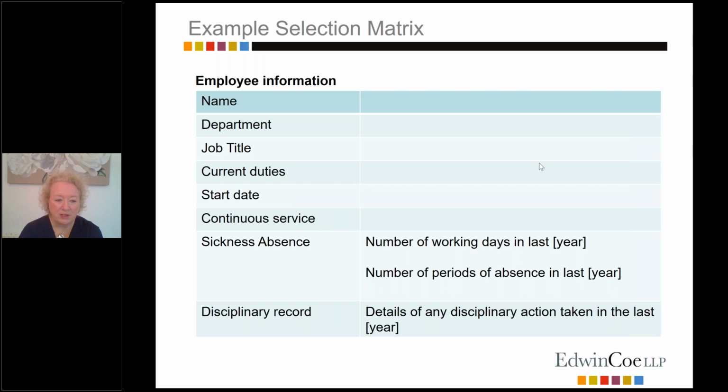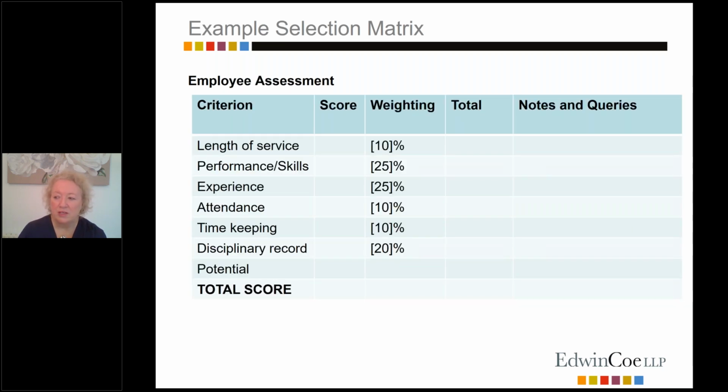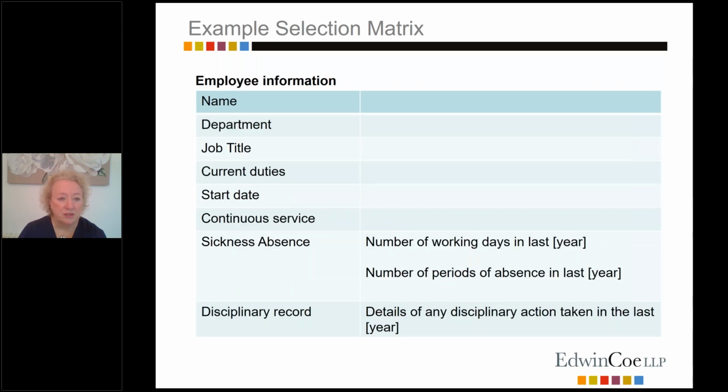So here's the selection matrix. The first page just captures relevant initial information, which will often be obtained from the HR records. One point there, you could consider including a box for previous positions held in the business, because that can help alert the manager to other skills that the employee may have.